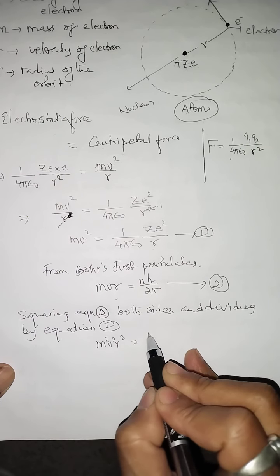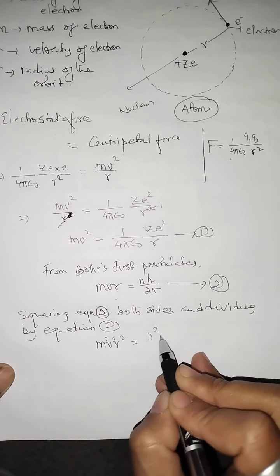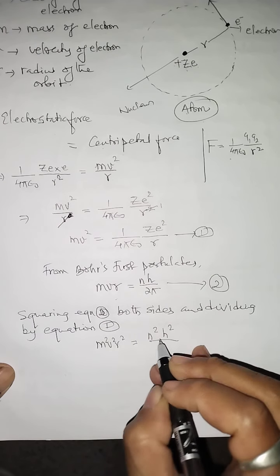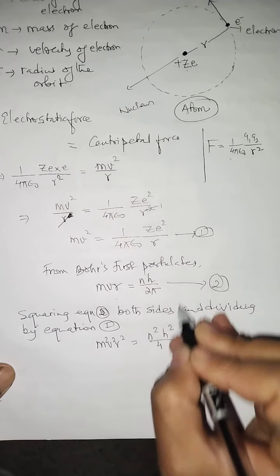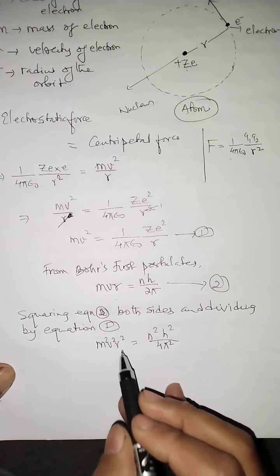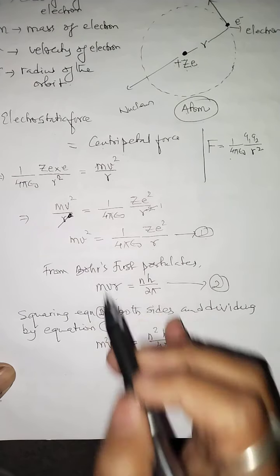Now I'll do the squaring of this side. n becomes n square, h becomes h square by 2 pi square. If I do it, it will be 4. 2 square is 4 and pi square is pi square. Now after doing the squaring, I'll divide equation 1 by this squared side.